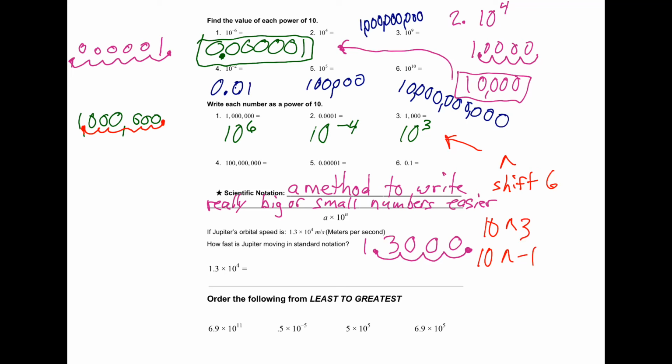So 1.3 times 10 to the 4th is going to equal 13 and then 3 zeros. So 13,000 meters per second.